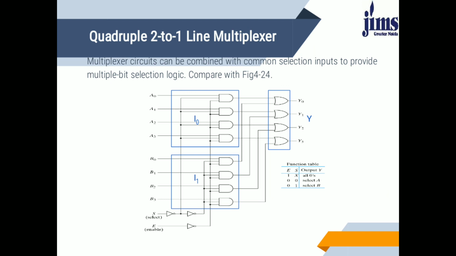If you wanted to prepare a quadruple 2 into 1 line multiplexer, then what we need to do? These multiplexers can be combined with common selection line inputs, just like we have done in the 4 into 16 line decoder. We have prepared a 4 into 16 line decoder with two 3 into 8 line decoders. Here, in a similar way, we will use a common selection line, and this selection line will be used to enable the upper portion or lower side of the multiplexer.